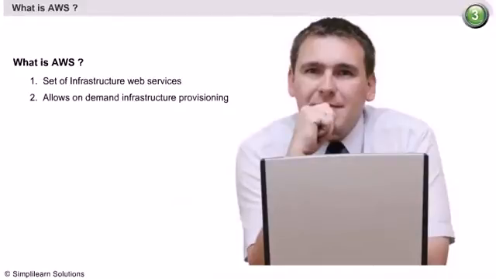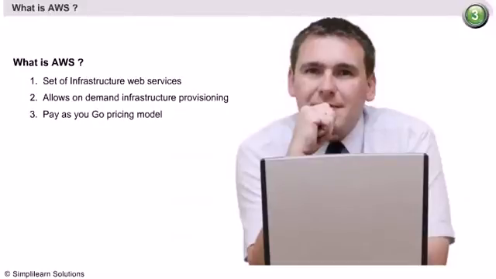Secondly, AWS allows on-demand infrastructure provisioning. This means that a consumer can request new resources at any point of time based on the requirement. On-demand capability allows consumers to be flexible with the infrastructure and design systems that are adaptable to scale.